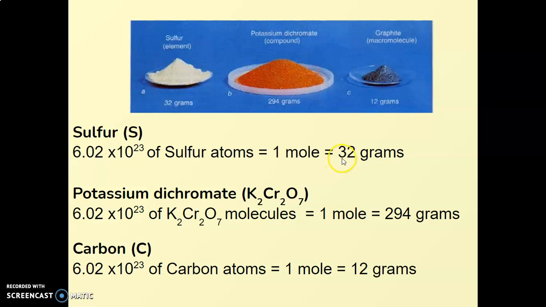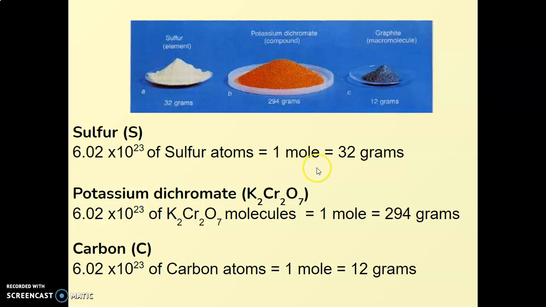If we instead had 64 grams of sulfur, that would mean that we had 2 moles. So this makes it a lot easier than talking about it in terms of atoms, where if you had 64 grams, you would have to say something along the lines of 12.04 times 10 to the 23rd atoms. That's too much to comprehend. We don't want to do that. So we're going to say 2 moles instead.